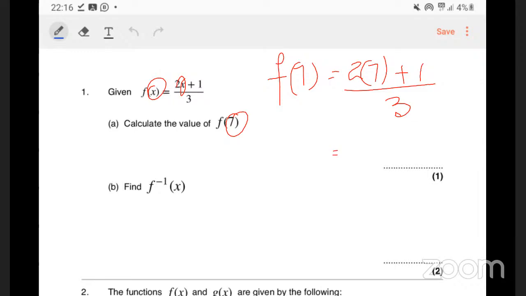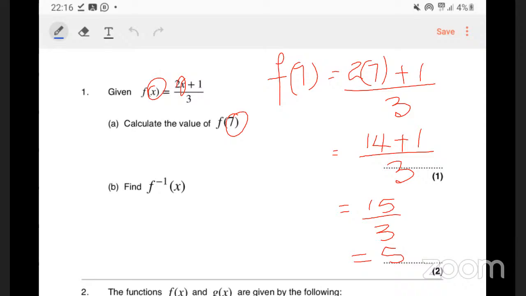Let's just simplify and we're good to go. 2 times 7 is 14, plus 1 divided by 3. 14 plus 1 is actually 15, divided by 3. 15 divided by 3 is 5. And that's it. How about that? Quite easy? I know you'd say it's easy. And we're finished with that question.